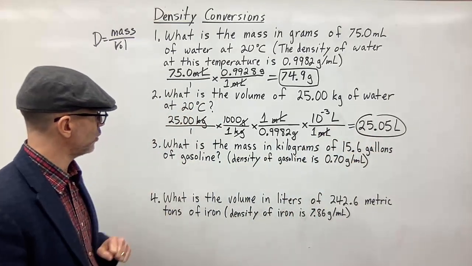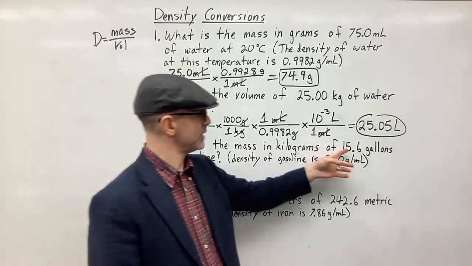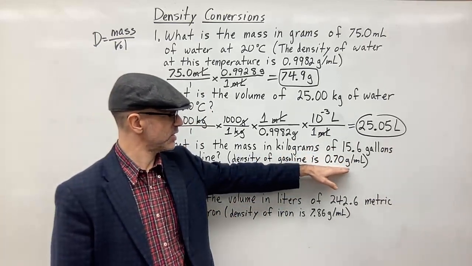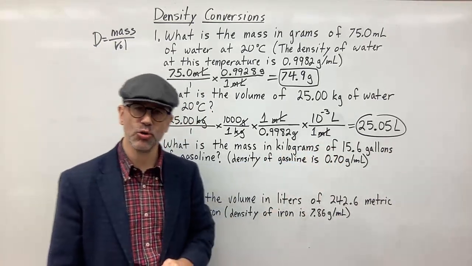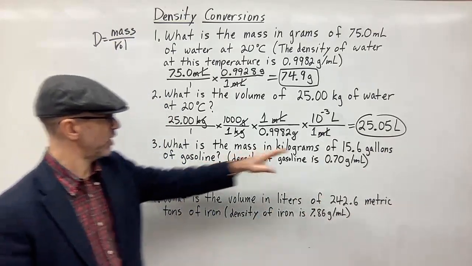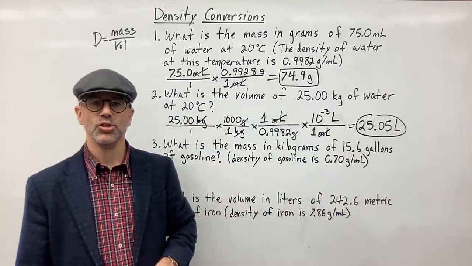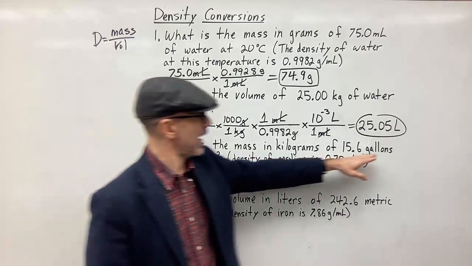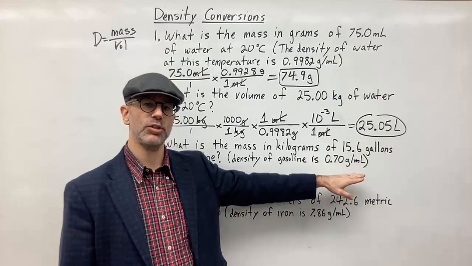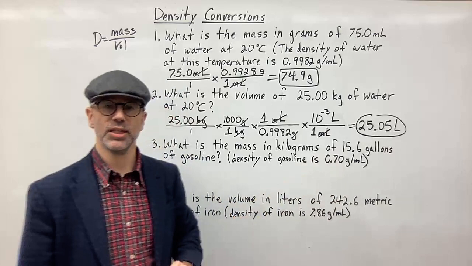Okay, number 3. What is the mass in kilograms of 15.6 gallons of gasoline? So they're giving me the density. The density of gasoline is 0.70 grams per milliliter. So I'm given a volume in gallons, and they want mass in kilograms. So I'm going to have to convert gallons to milliliters, so that way I can use the density as a conversion factor to convert milliliters to grams, and then convert grams to kilograms.